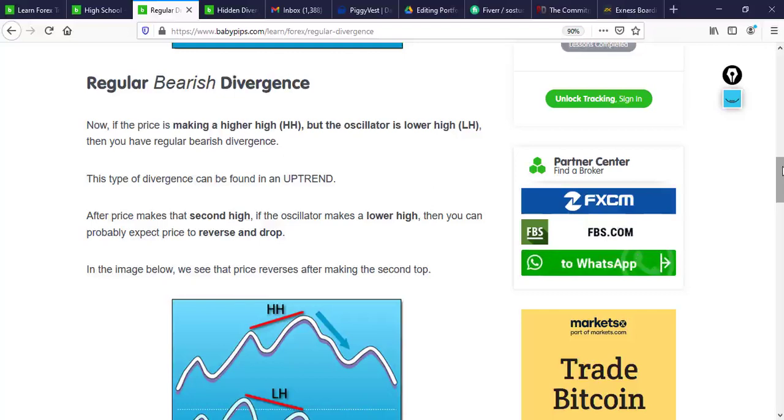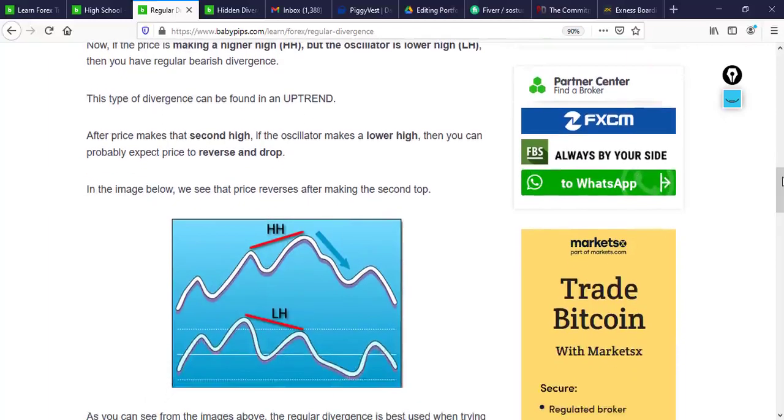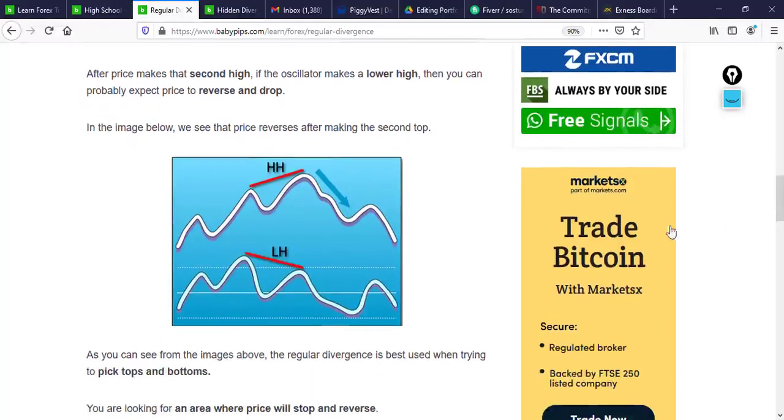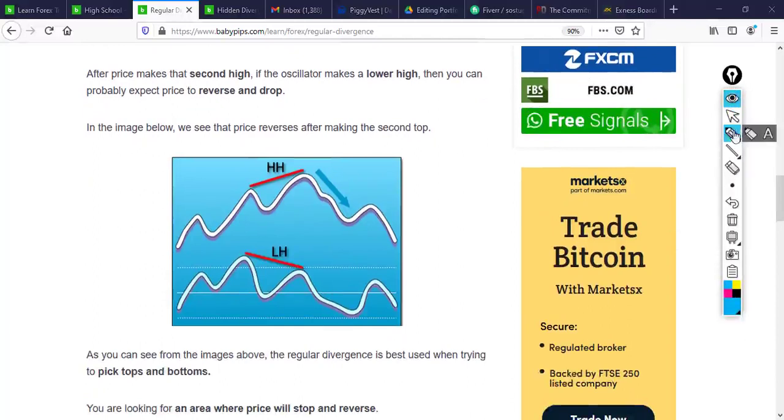This occurs when price is making higher highs but the oscillator is making lower highs. Then you can call this a regular bearish divergence. Price is in an uptrend, however the oscillator is making lower highs. So after price makes that second high, if the oscillator makes a lower high, then you can probably expect price to reverse and drop. Now again, you see the diagram on your screen. This is price going up.